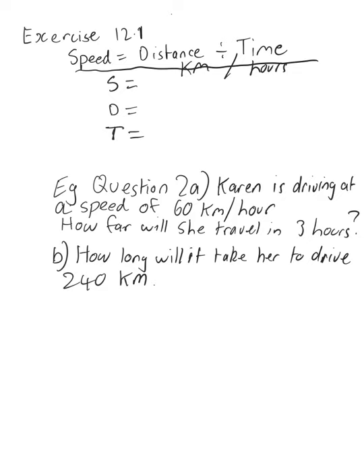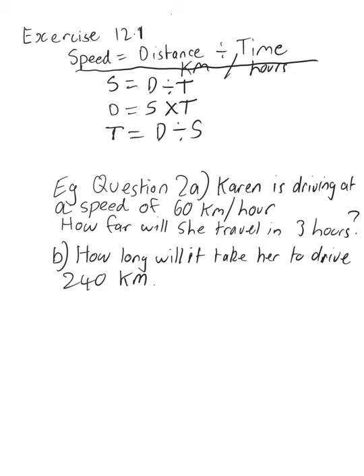Okay, so we can use this formula in three different ways. We can use it to find speed if we have the distance and the time, or we can use it to find the distance if we have the speed and the time, or we can use it to find the time if we have been given the distance and the speed. So let's look at question 2a, and we should identify what information we've been given, what we need to find, and therefore which formula to use.